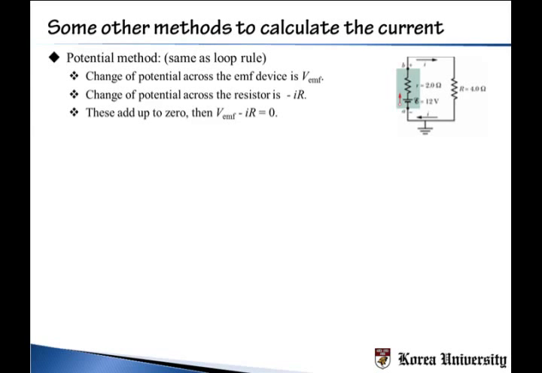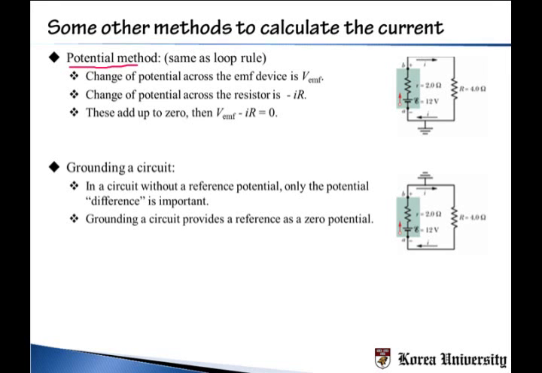Okay, and there is another method to calculate the electric current, which is called the potential method, but it is in fact the same as a loop rule. Okay, there's nothing new, and it's written here just because many textbooks deal with it, so I'm not going to read it, so please read it by yourself. But there's another thing we have to discuss, which is more important, and it is about grounding a circuit.